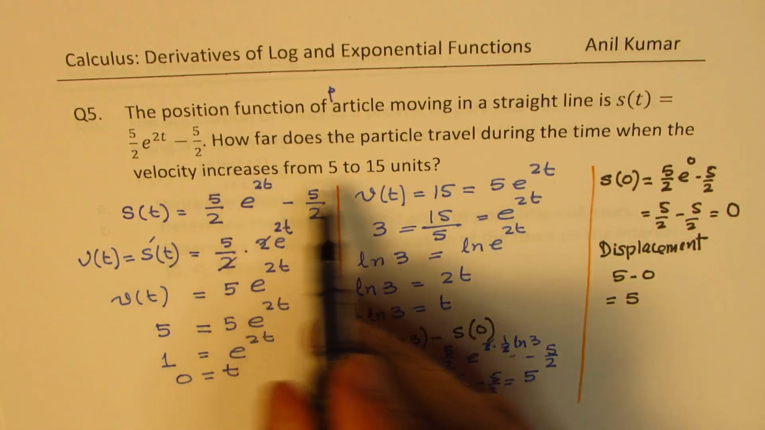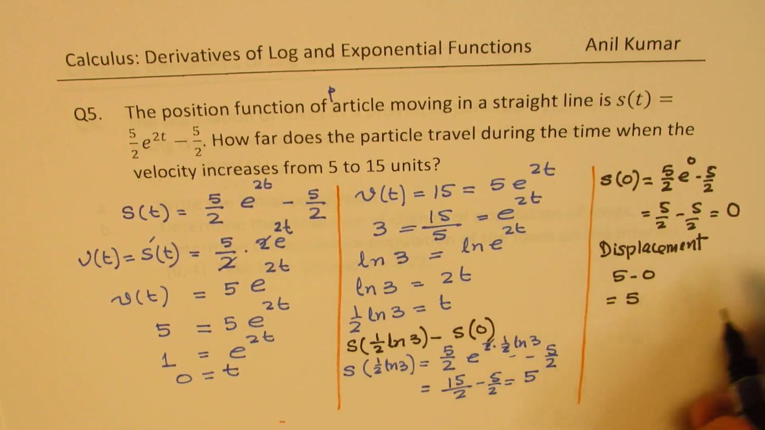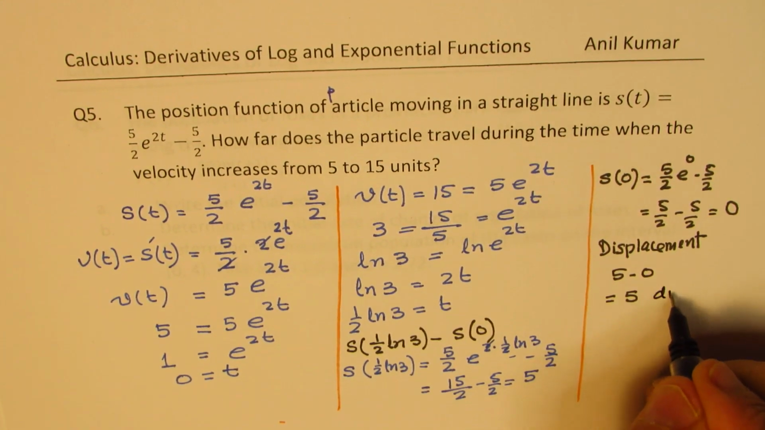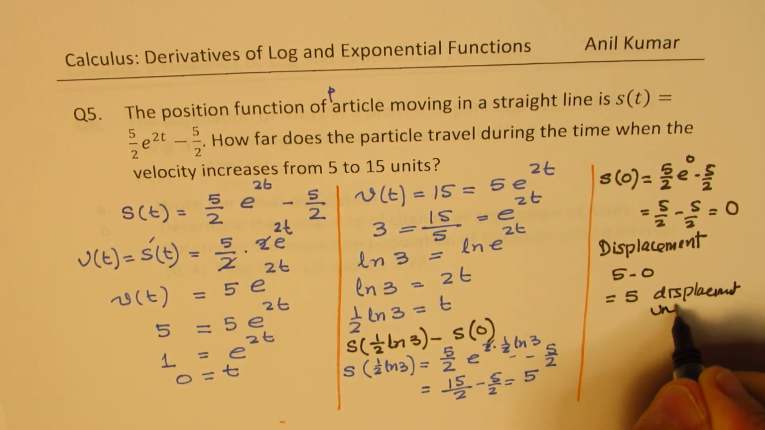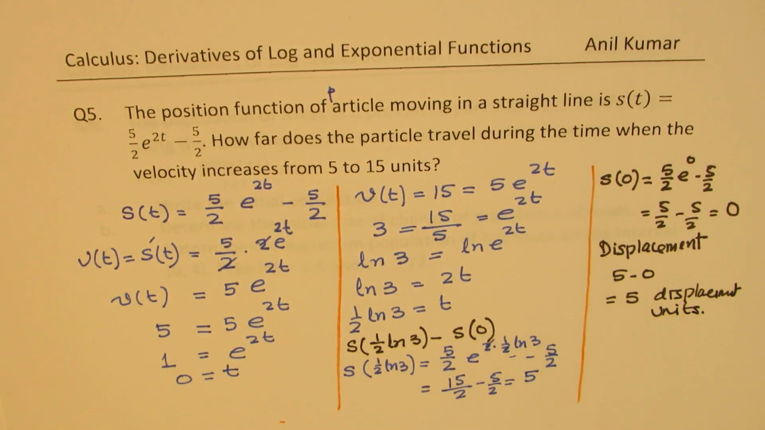Well, velocity and this cannot have the same units. So anyway, displacement units. Let me write like this, right? So the answer will be 5 displacement units in this particular case.